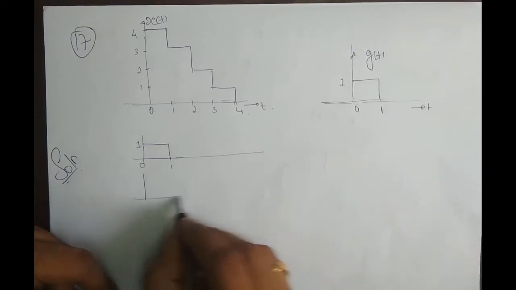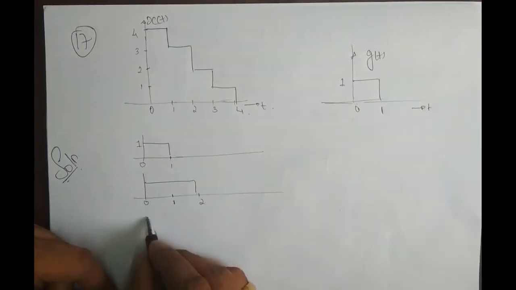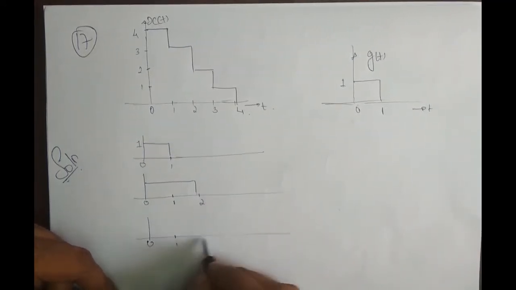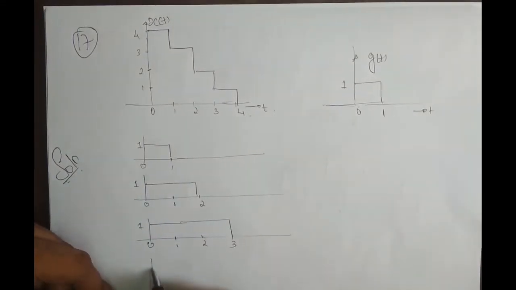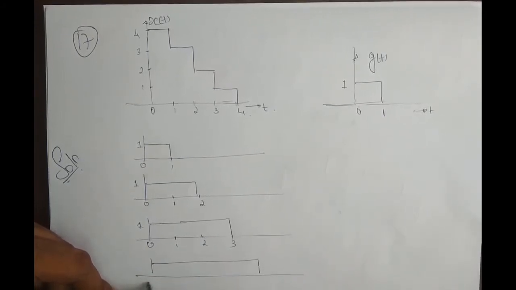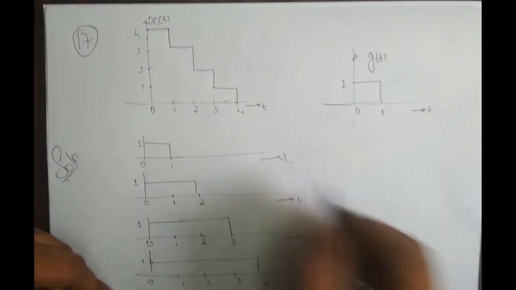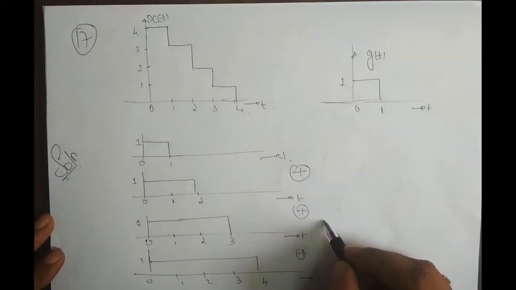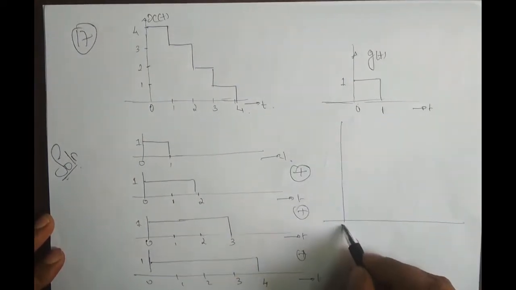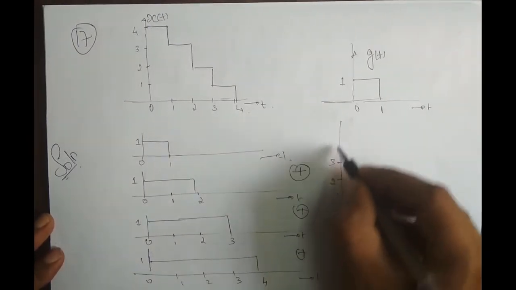Okay. The second signal is 0 to 2, its amplitude is 1, and the third signal is 0 to 3, its amplitude is 1, and the fourth signal is 0 to 4, and its amplitude is 1. So all these are independent variable. Okay. Now if I add all these 4 signals, what do I get? So this is 0, 1, 2, 3, 4, and 1, 2, 3, 4.